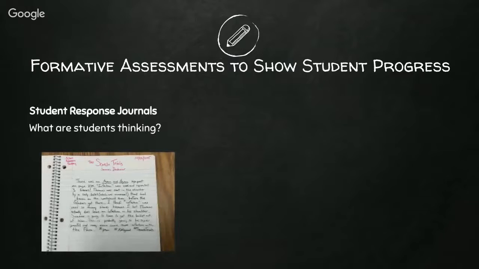Next, student response journals. It's important for students to be able to share or discuss their learning verbally, but it is also very important for them to be able to write about their learning. So give students an opportunity to put their thoughts on paper in a non-threatening environment. It doesn't always have to be for a grade, but you as the teacher will learn a lot from what students convey through writing.